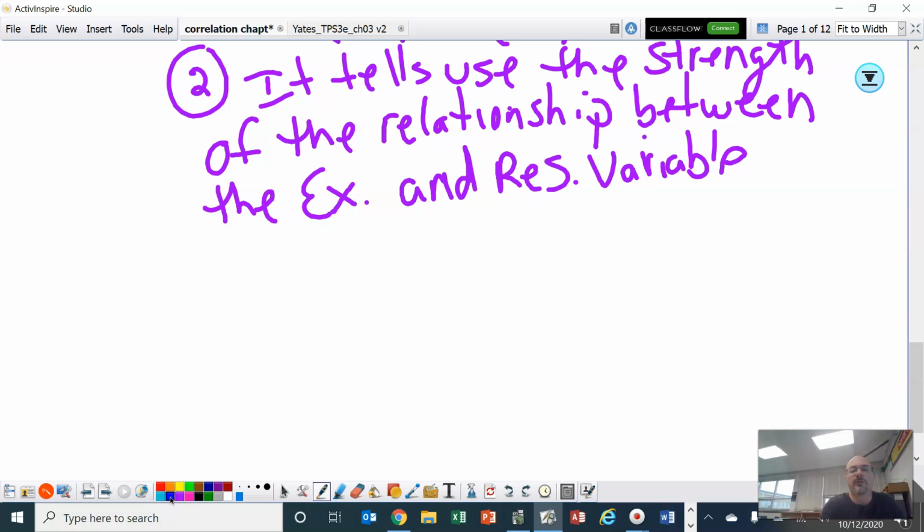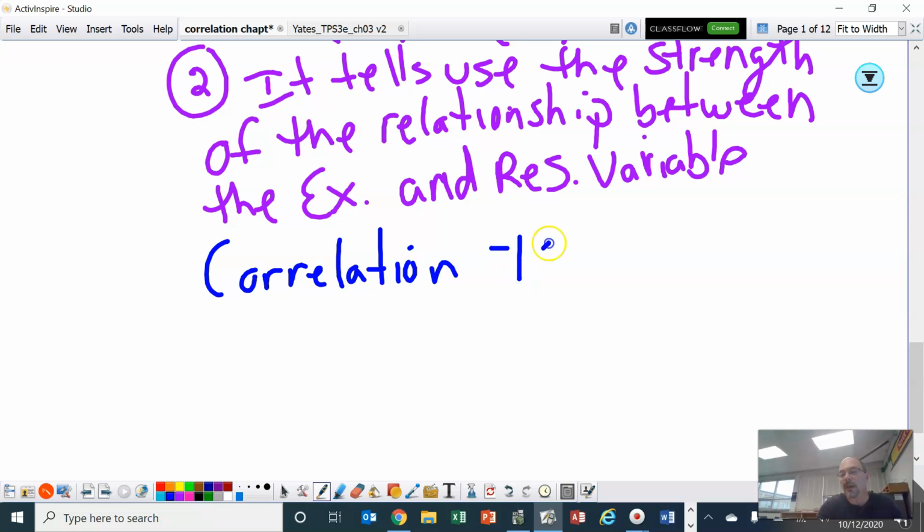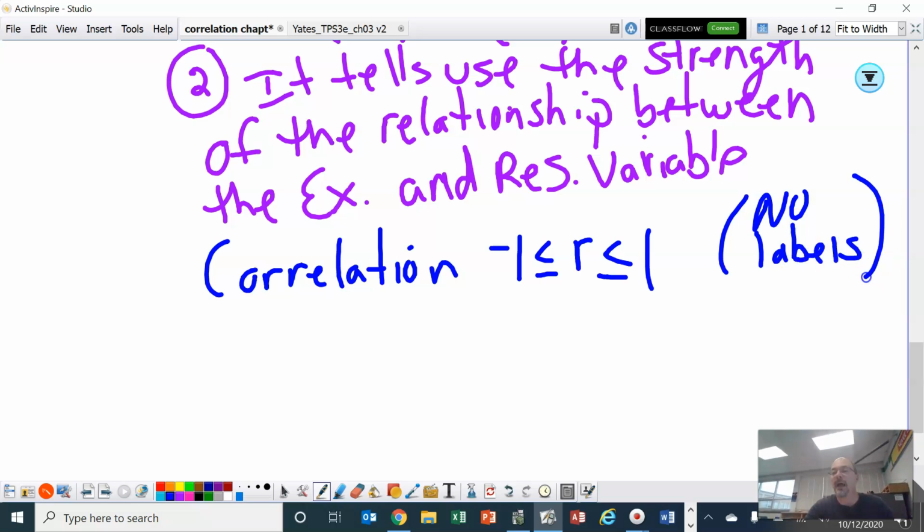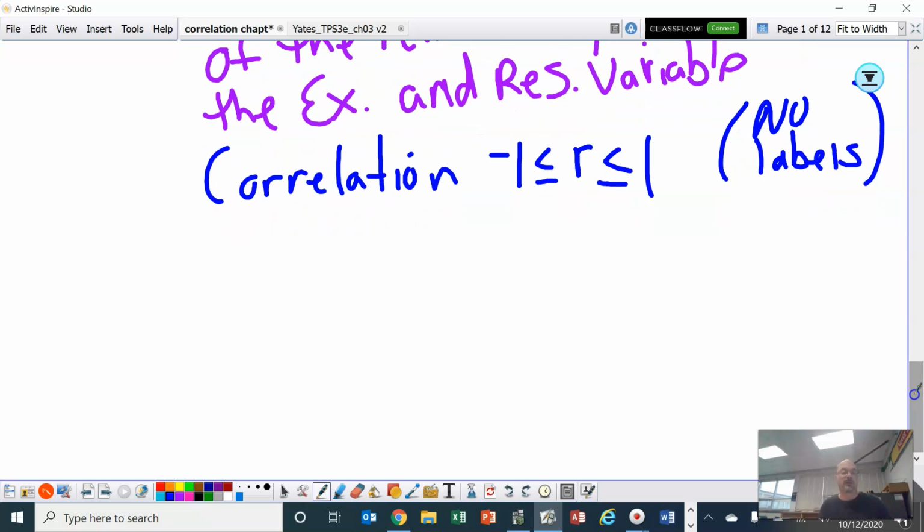First of all, correlation is a number from -1 to +1. No labels. You cannot have labels on a correlation, like inches. Nothing. It's just a number that tells us those two things.